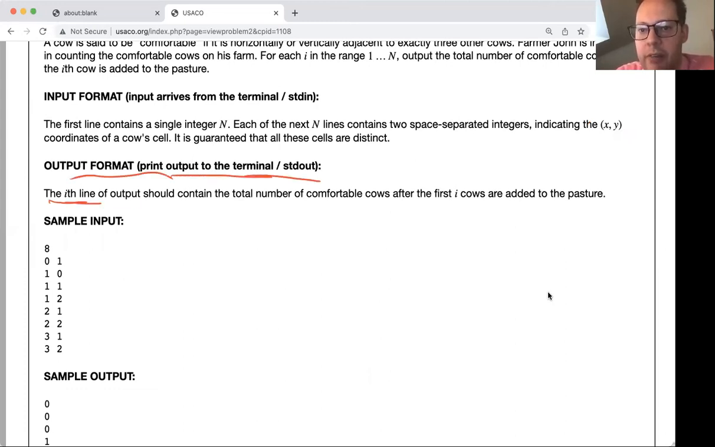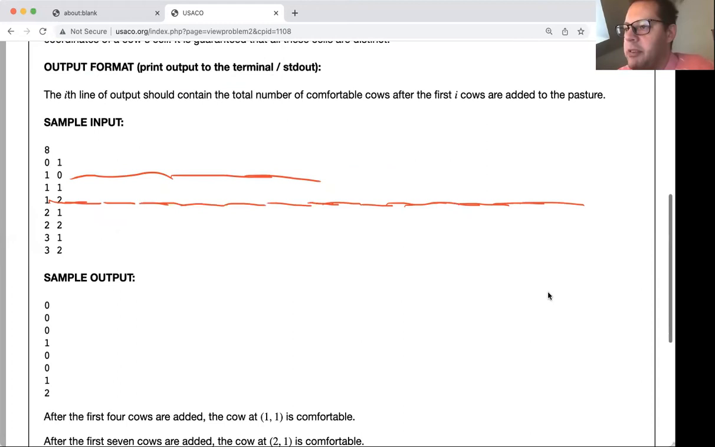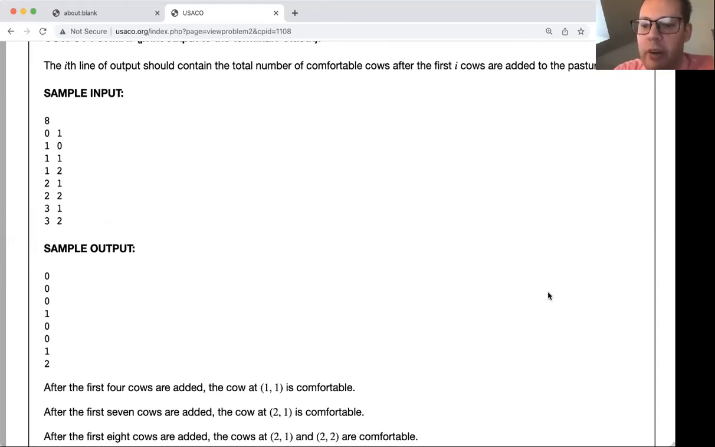Okay, output format, also just printed to the terminal. The ith line of output should contain the total number of comfortable cows after the first i cows are added to the pasture. Basically, it's saying we're going to add them one by one, and then we need to know how many comfortable cows there are.